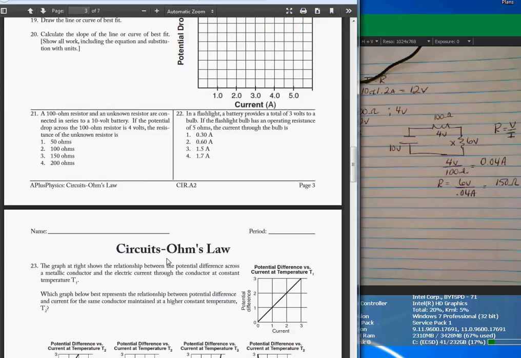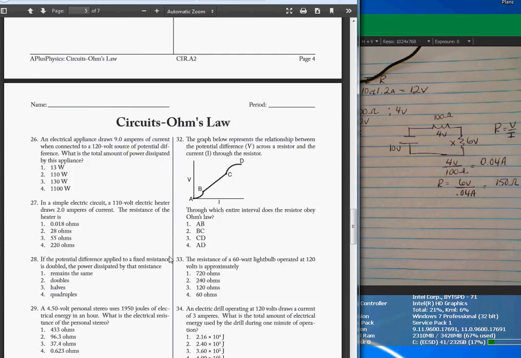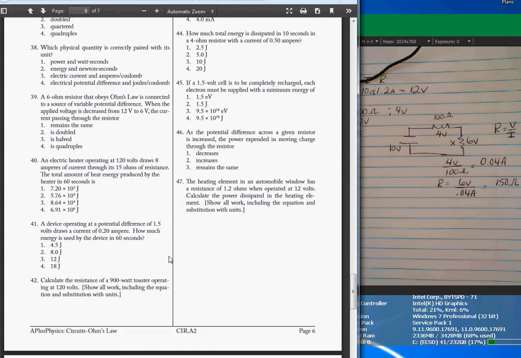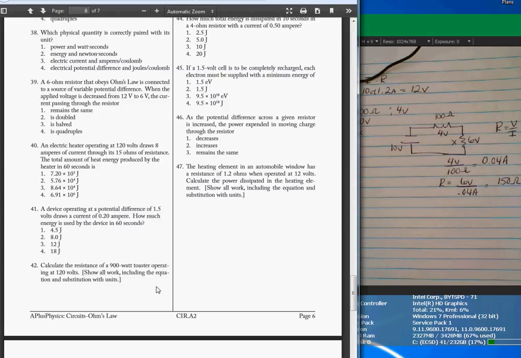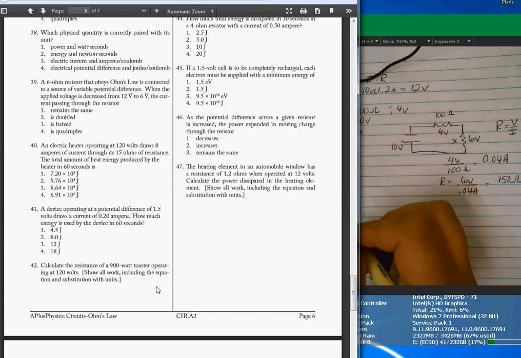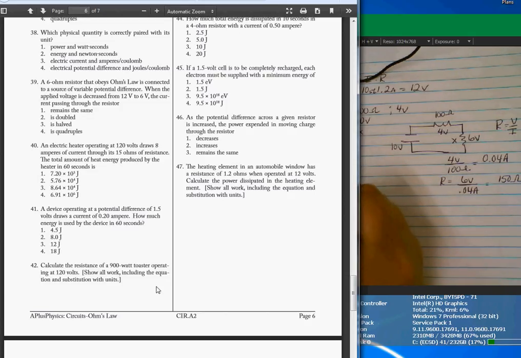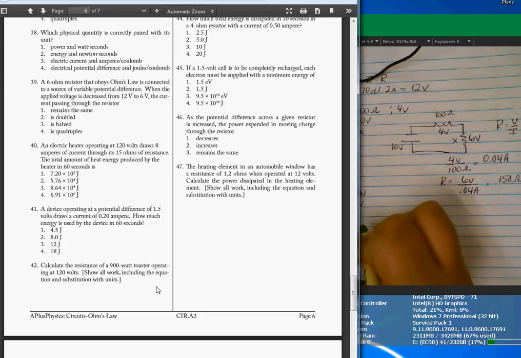Okay, and the last one we're going to do is question number 42. Question number 42 says to calculate the resistance of a 900 watt toaster operated at 120 volts, which is the US standard for a household outlet. So if we're looking at this, calculate the resistance of the 900 watt toaster. So we know that power is equal to 900 watts and the voltage is 120. We need to calculate the resistance of the 900 watt toaster.